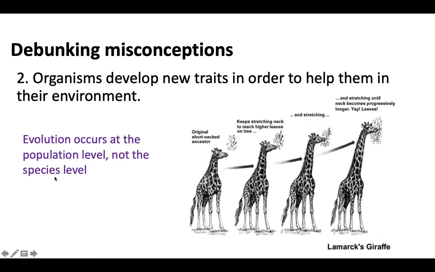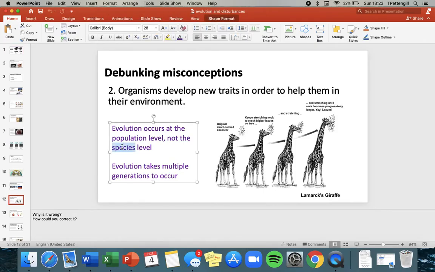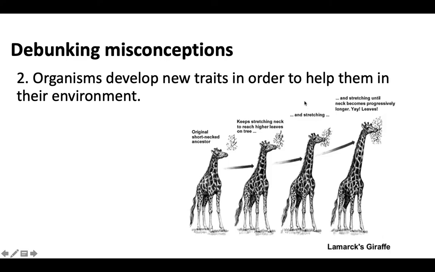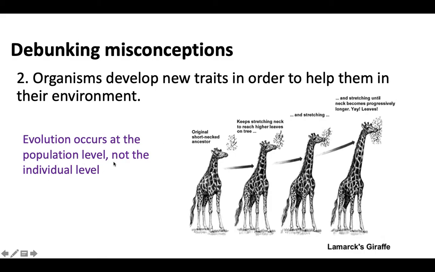Sorry, that's a typo. That shouldn't say species. That should say individual. In fact, let's fix it right now. Oh, you get to see behind the curtain. Ooh, that's how the sausage is made, folks. So evolution occurs at the population level, not the individual level, and it takes multiple generations to occur.